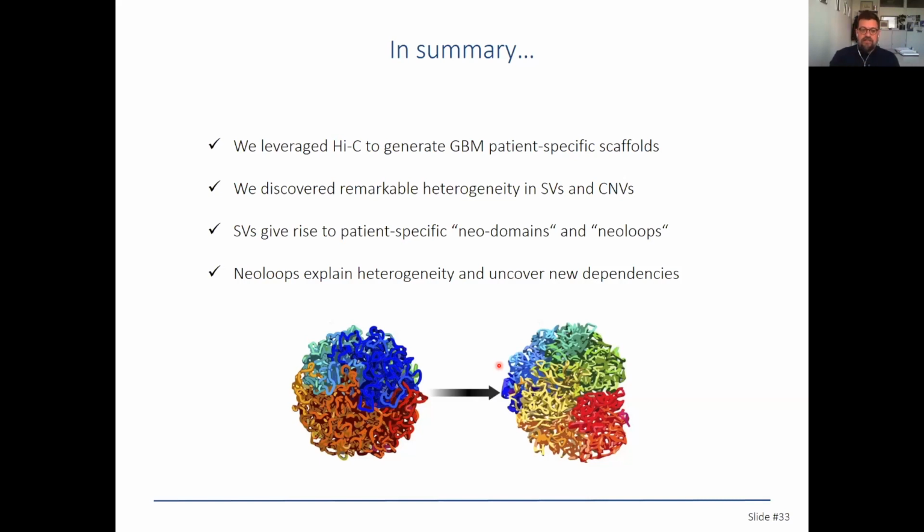The opportunity that these structural variants and copy number variants provide is that they allow patient chromosomes to give rise to neodomains and neoloops that seem to be specific, for the most part, to individual patients. And these can now not only explain transcriptional heterogeneity, but they can actually be used to uncover new dependencies over the course of time. So this is more or less it.